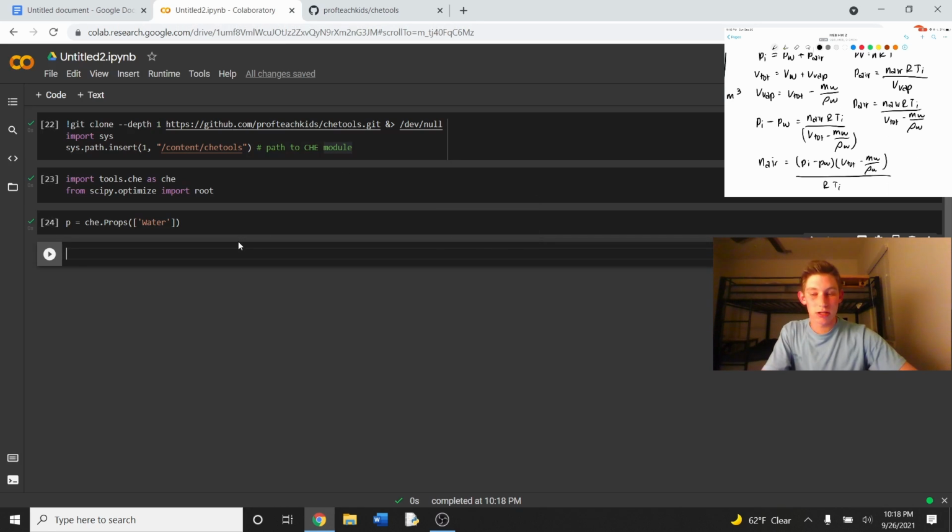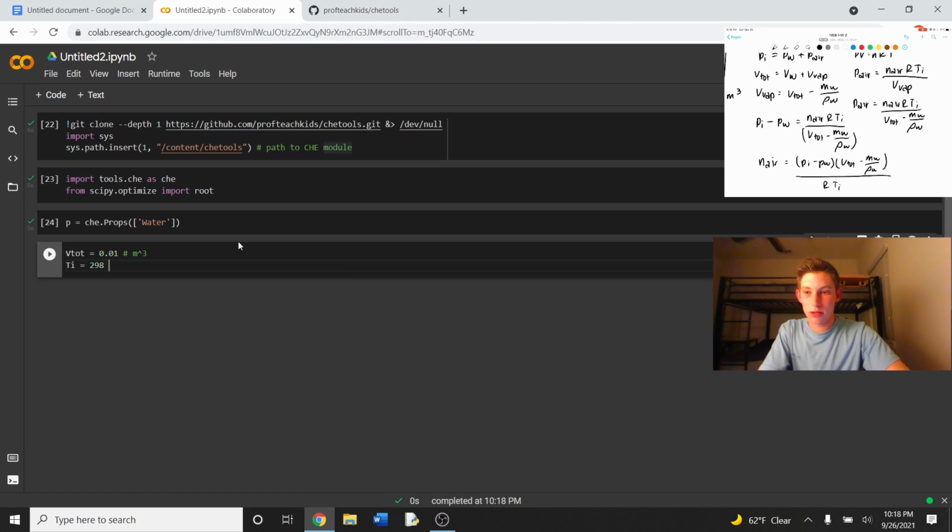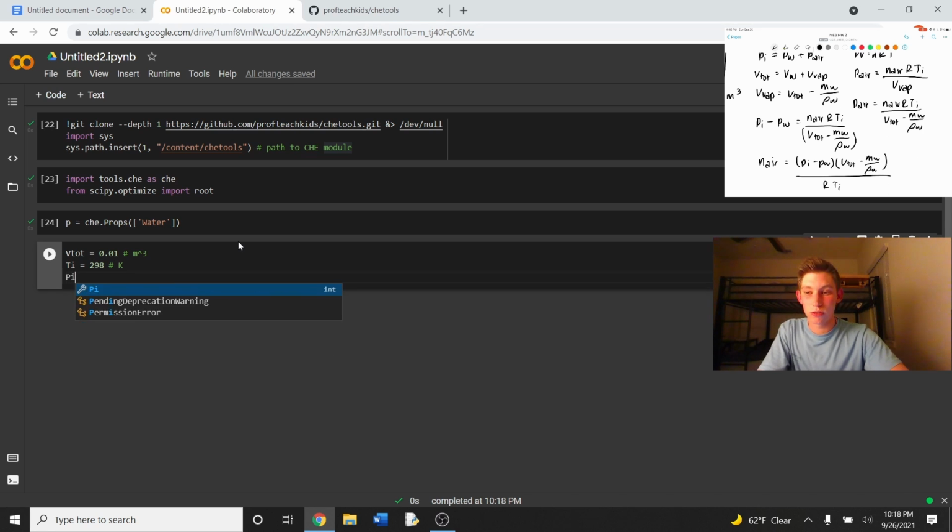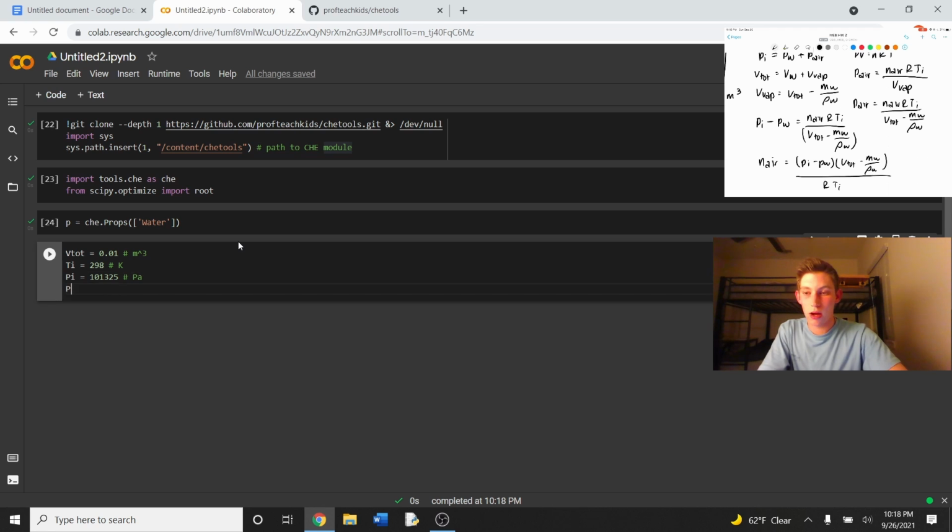So let's start initializing some variables based off what we have. So we have the total volume, and that equals 0.01, and that is in meters cubed. Our initial temperature is 298 Kelvin. Our final temperature is unknown, so we can't put that here. Our initial pressure is 101.325, and that's pascals. Our final pressure is 200,000 pascals. Our gas constant is 8.314.